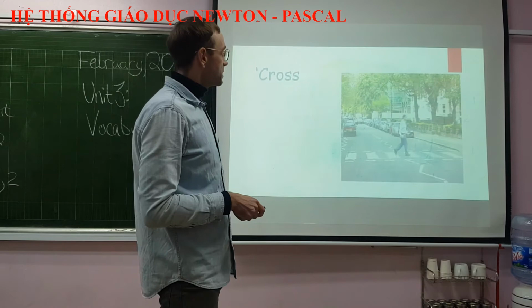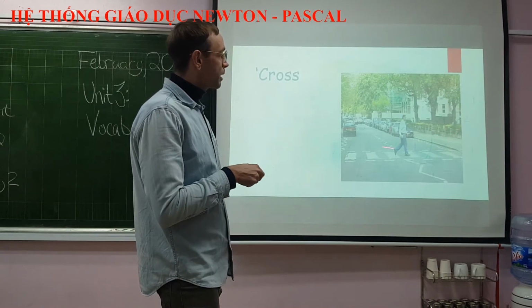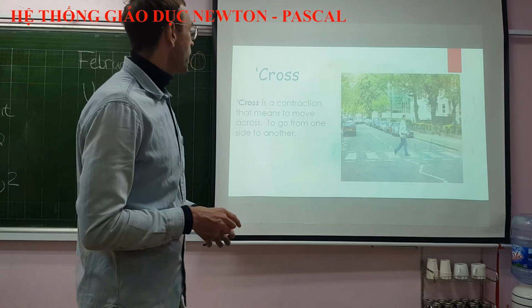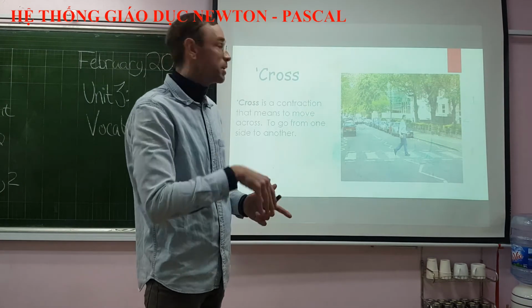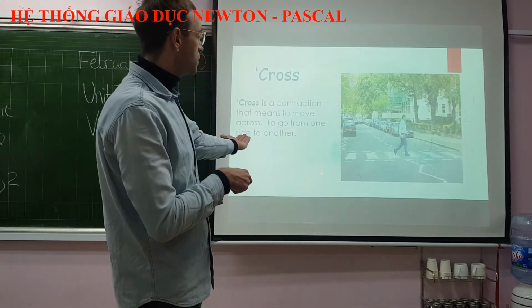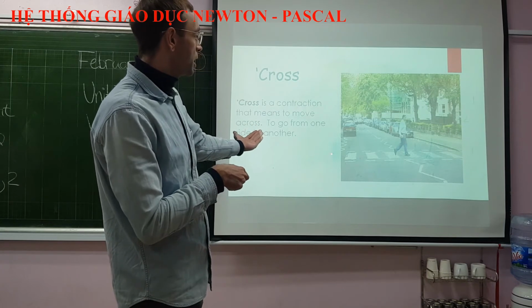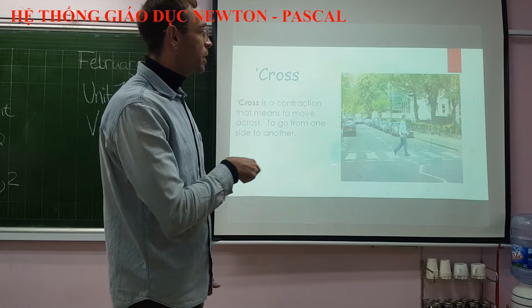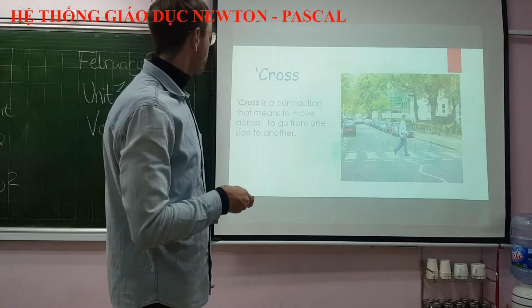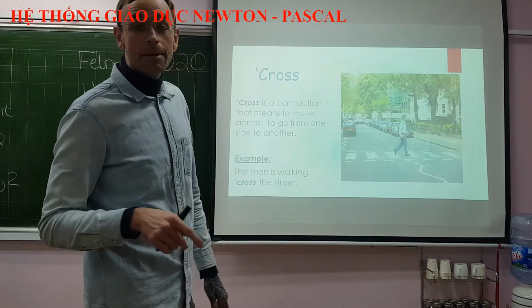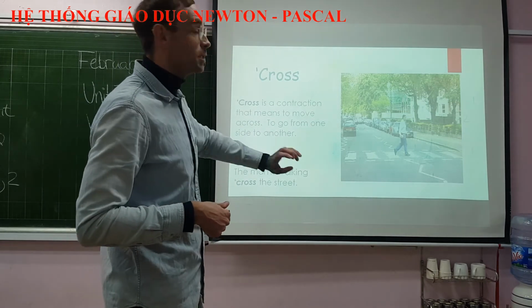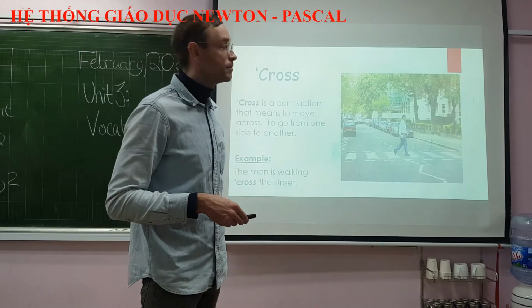All right, this man right here is walking across the street. Cross is a verb that means to move across. It means to go from one side to another. He's going from this side of the street to this side of the street. So he is going across the street. In an example, again, of using cross in a sentence, the man is walking across the street.